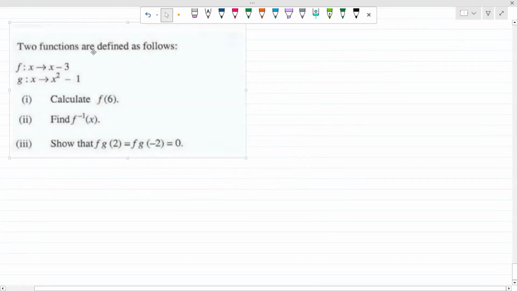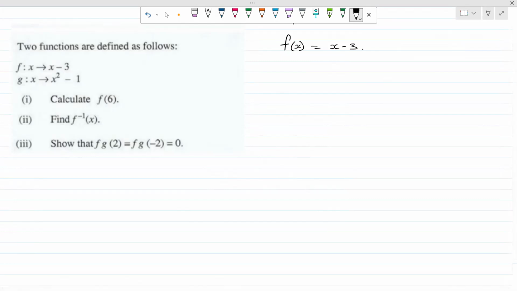Two functions are defined as follows. We have f of x is x minus 3. G of x is x squared minus 1. Now, don't get confused by the colon and the arrow. It simply means that f of x is x minus 3, and g of x is equal to x squared minus 1.